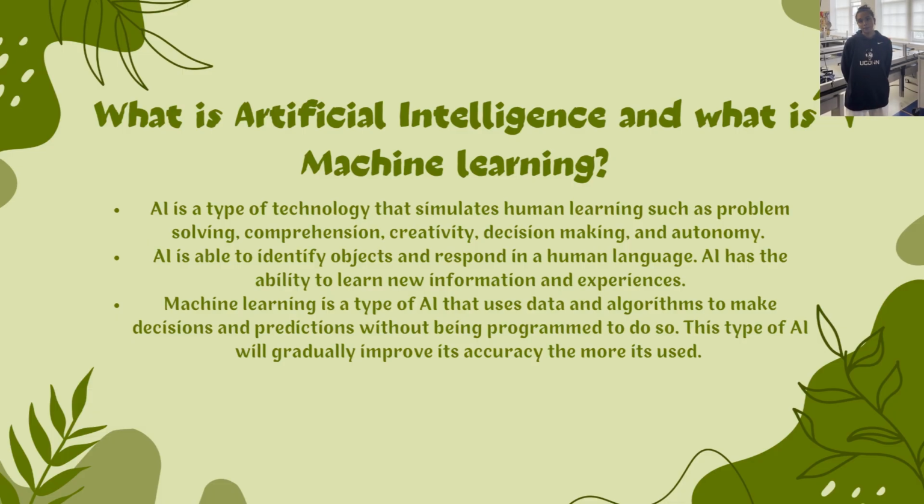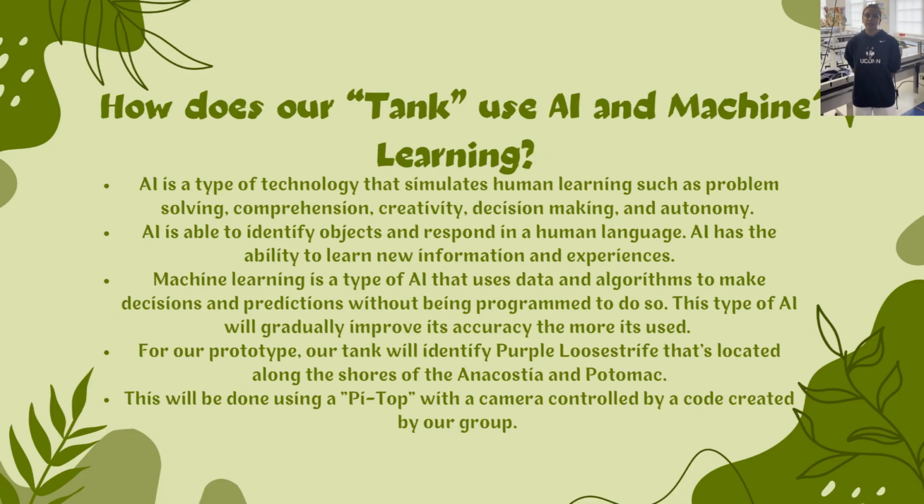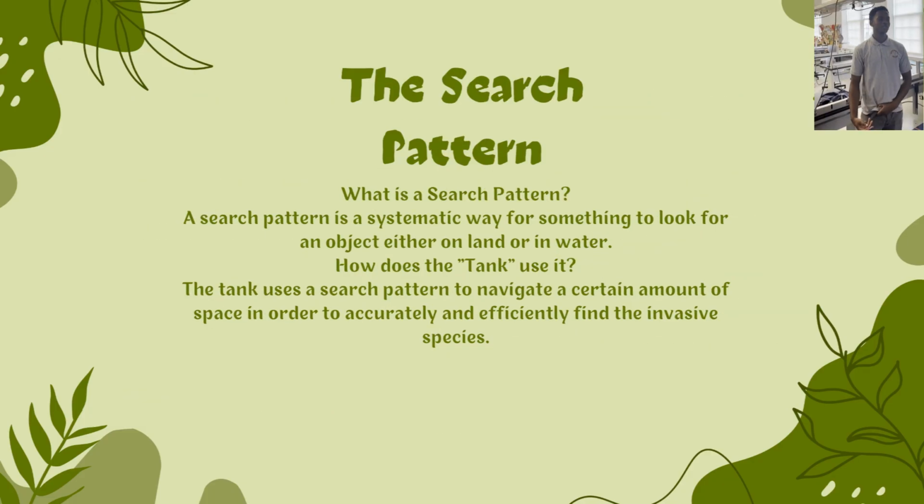Our robot uses AI machine learning to analyze its surroundings, detect the plant based on color and shape, and determine the location. The PyTop system allows the robot to move autonomously and process visual data in real time. This project demonstrates how AI can be applied to environmental science to perform tasks like species identification more quickly and effectively than manual searching. Our robot uses a search pattern to move, and what exactly is a search pattern?